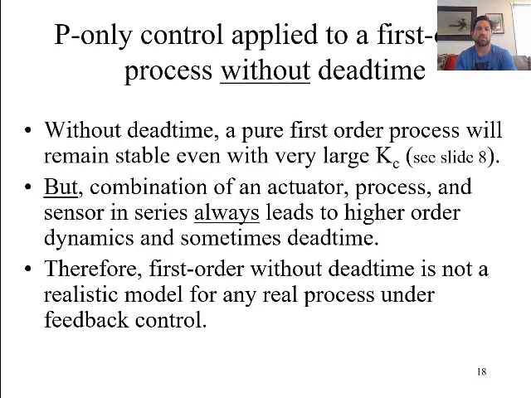Okay, so P-only control applied to a first order process without dead time. Without dead time, a pure or ideal first order process will always be stable, even with large Kc. But real processes always have some dynamics and dead time. So the first order without dead time is not a realistic model, but we can use it as an example because we want to understand the difference between ideal and non-ideal. What we'll see through the simulation model is that as you increase Kc, eventually things always become unstable because no process is ideal.